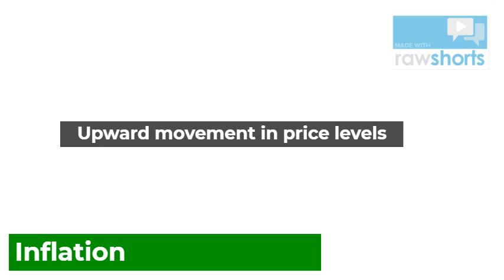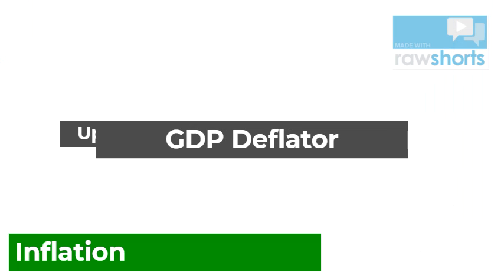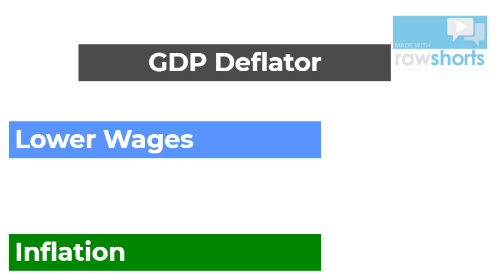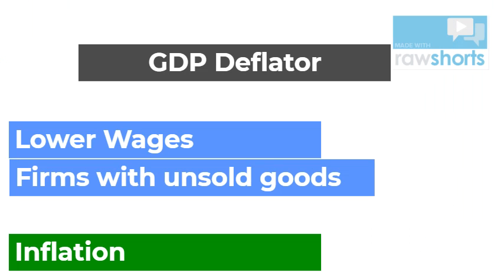Inflation. Inflation is an upward movement in the average level of prices. GDP deflator is a price index that measures changes in the level of prices of all new goods and services produced in the economy. The shift of the GDP deflator can result from the following reasons: lower wages, firms with unsold goods, and lower asset prices.